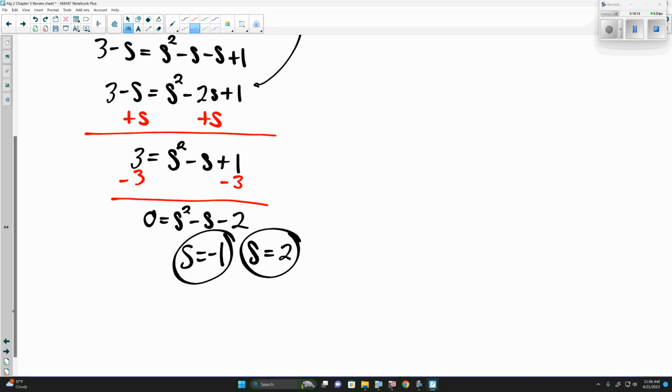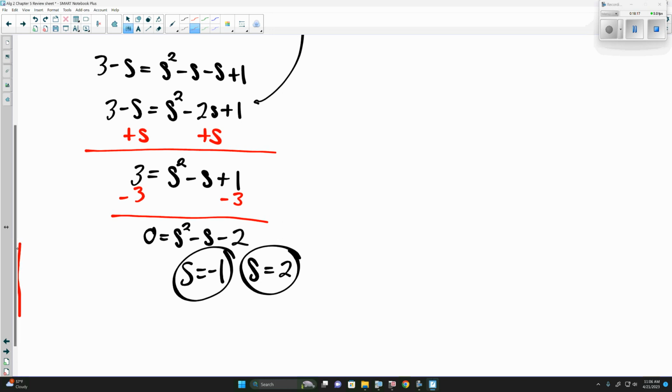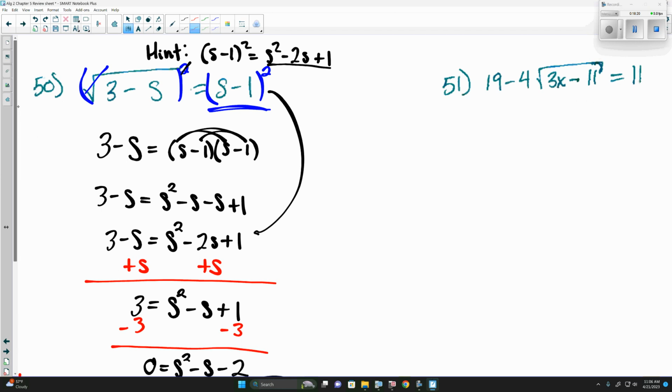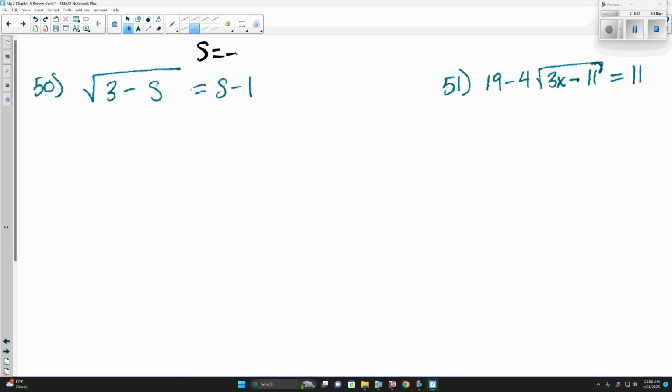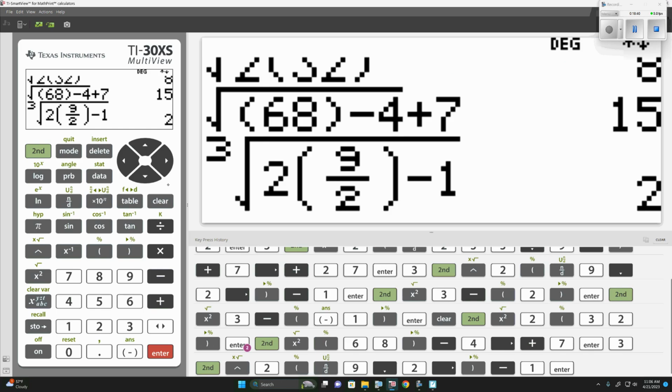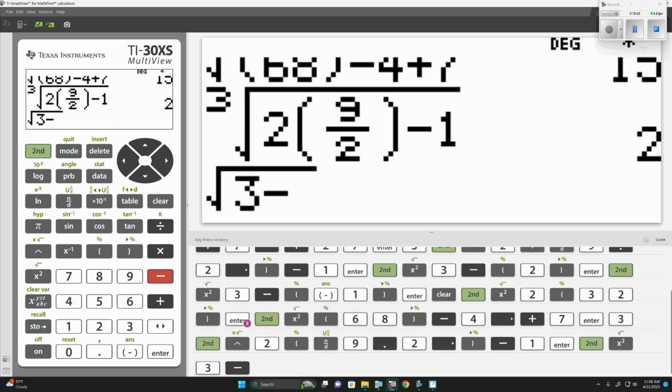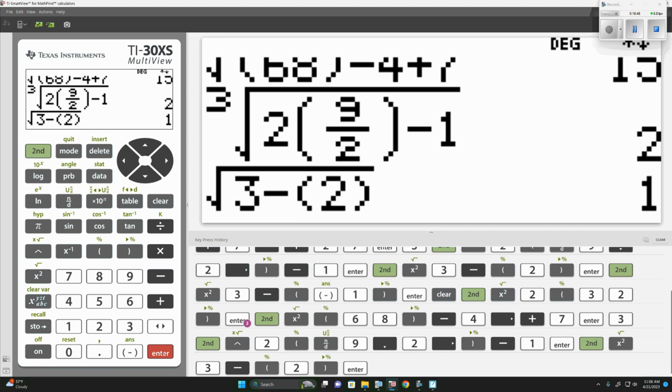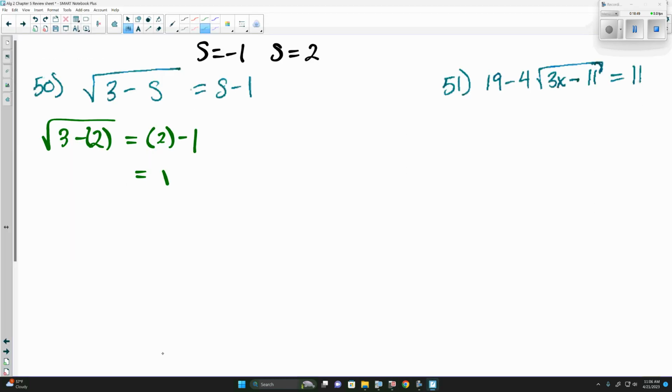Are you ready to check them? So we said s is equal to negative 1 and s is equal to 2. Now if I check 2 first, we'd have square root of 3 minus 2 is equal to 2 minus 1. Now the one on the right, 2 minus 1 is 1. On the left, we could do that in a calculator. We can say second square root, 3 minus 2, enter is 1. So it tells us 1 is equal to 1. So s equals 2 is a solution. It gives us a true statement.